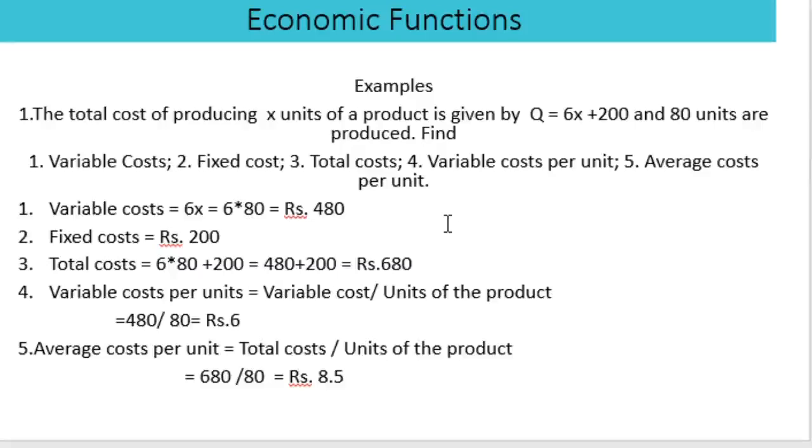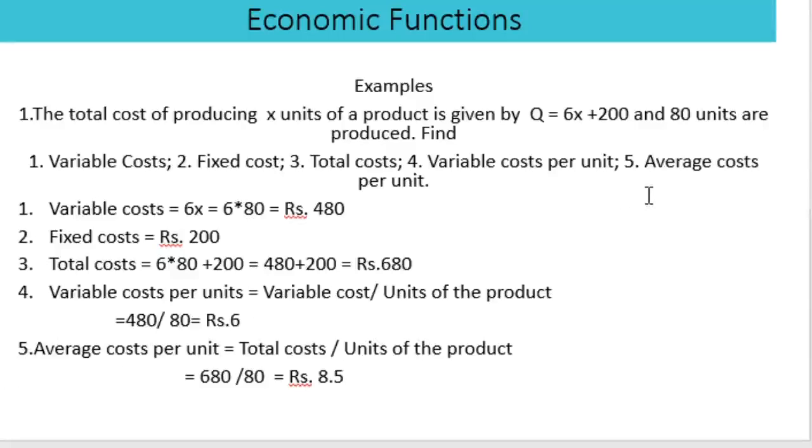The fourth question is variable cost per unit. Variable cost per unit is total variable cost divided by the total units of the product. That is, variable cost is 480 and the total units produced are 80. That is, 480 divided by 80 equal to 6. This is the variable cost per unit.